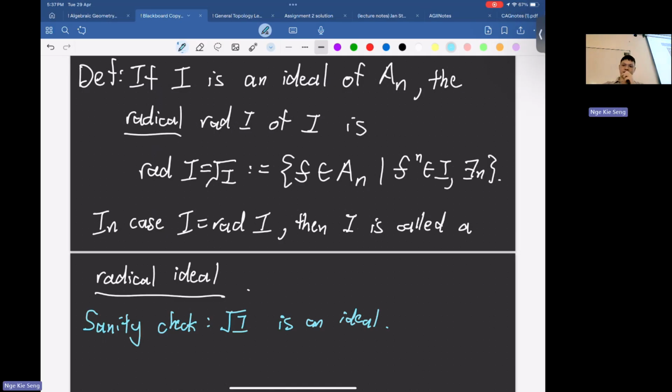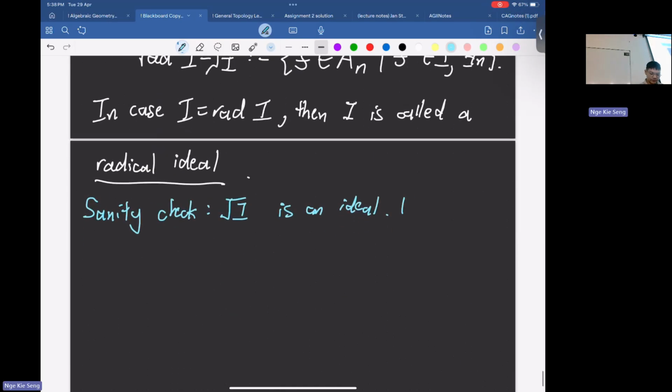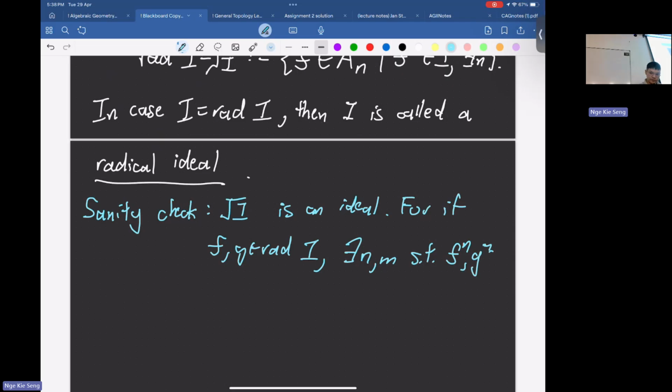What do you think? mn? What do you mean? Take m or take n? You think first, let me write down what you said. If f, g are in rad I, meaning that there are n, m such that f^n, g^m live in I, then let's say we call it r. What's the r we should take here?